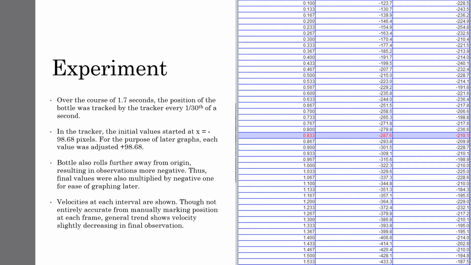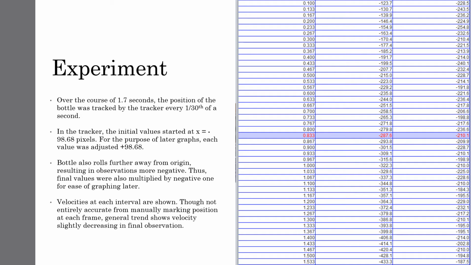For our experiment, you can see a bunch of the expected values on the right. A graph will be shown later. But over the course of 1.7 seconds, we tracked the position every 1/30th of a second manually. The initial values in the tracker did start at negative 98.68 pixels. However, this was later readjusted by adding 98.68 to each position when comparing it to our computational. In addition, the ball rolls away from the origin in the negative direction. This increased the magnitude of our displacement appropriately. However, we just have to multiply by -1 to get appropriate comparisons for our graphs later on.